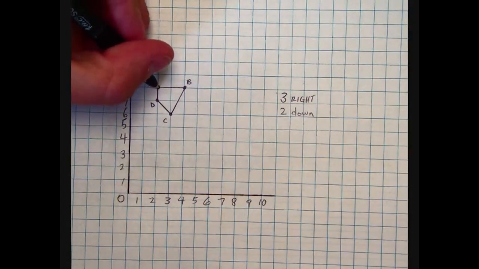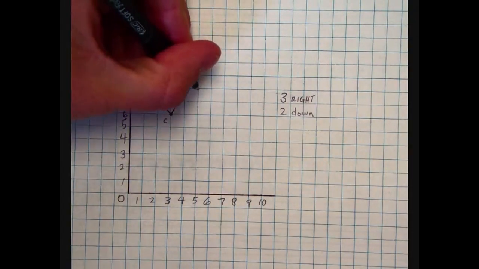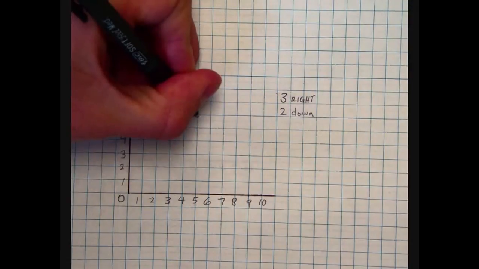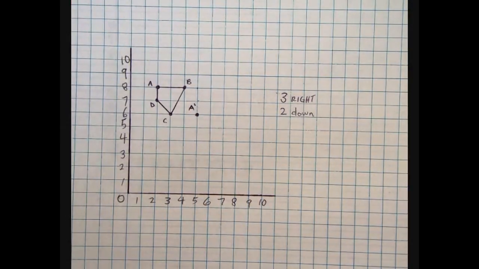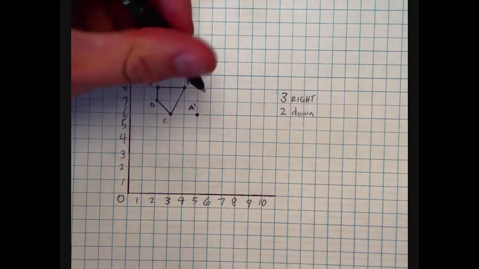So for my A point, I'm going to go 1, 2, 3 right, 1, 2 down. And this is going to be my new A point. I'm going to put a little apostrophe beside it and call it A prime. That's to show that it's an image and not the original figure.